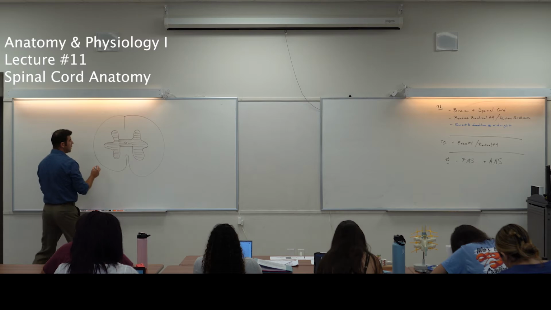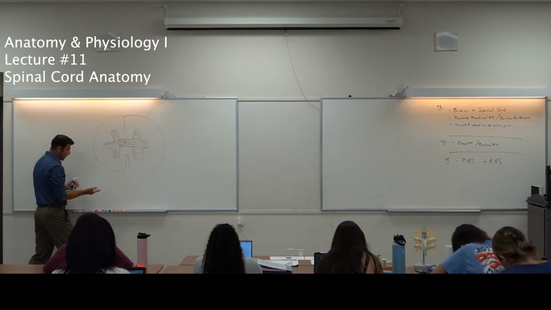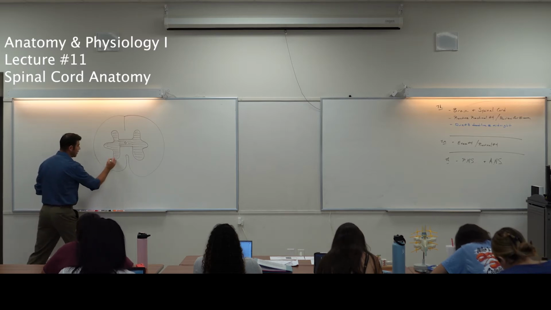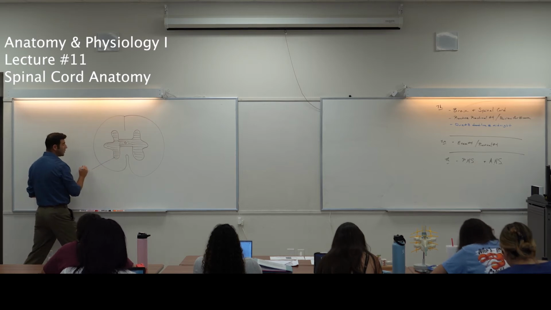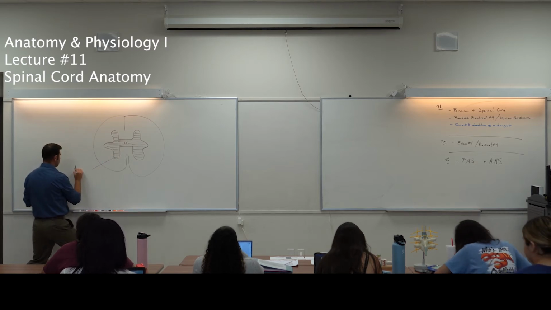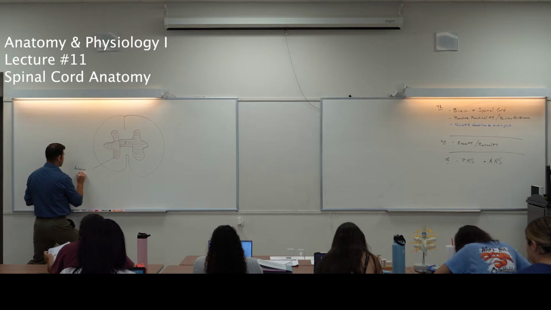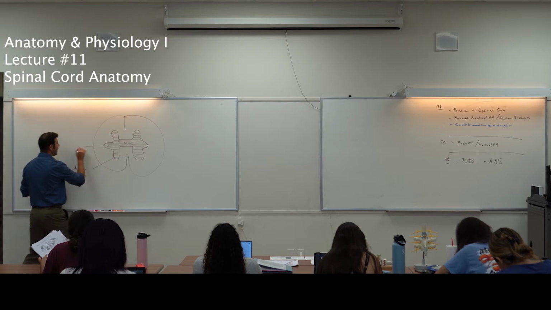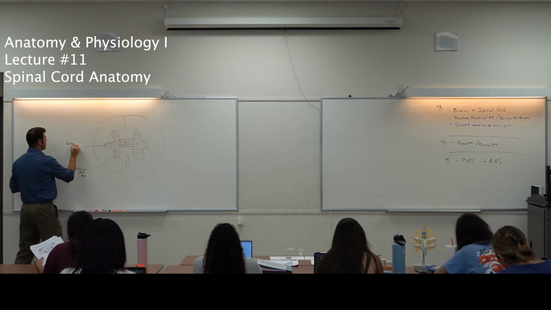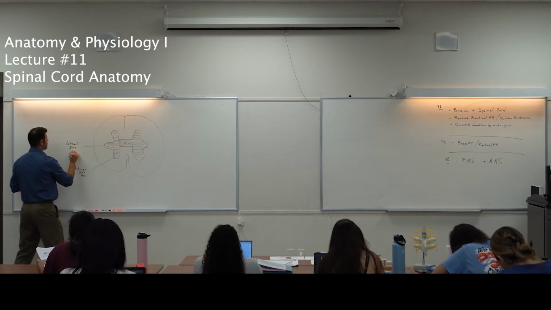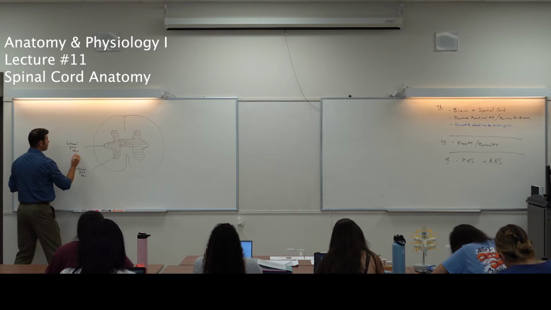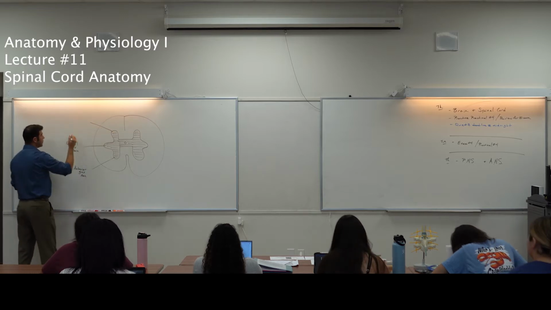I've tried to put these gray horns, and I don't have a gray color, so I've just drawn them in a brown color. But we're going to have what we call the anterior gray horn. This would be our lateral gray horn. And our posterior gray horn.